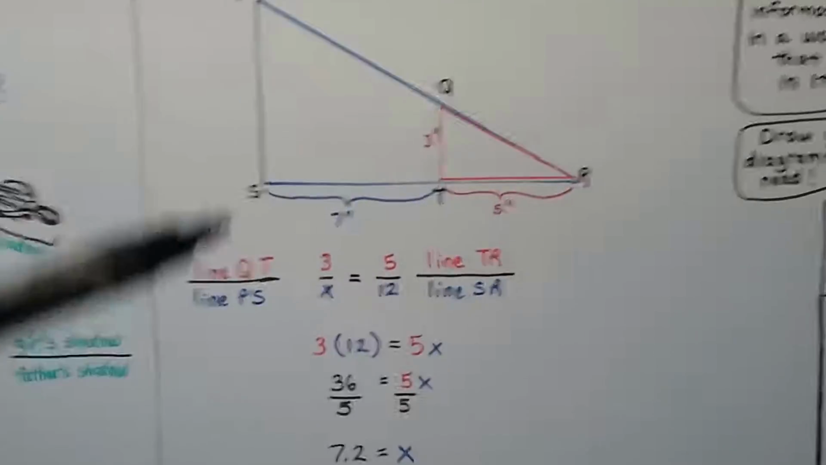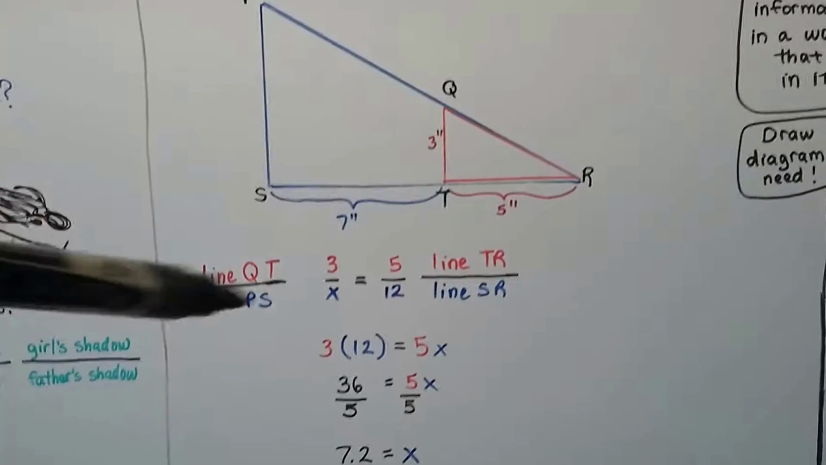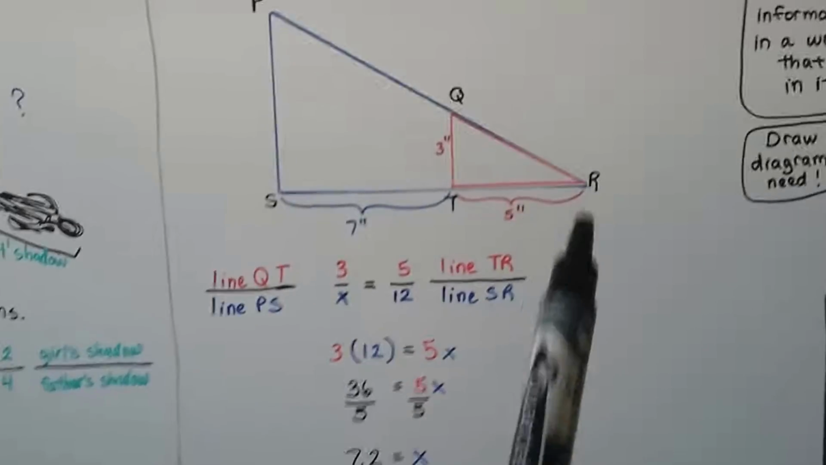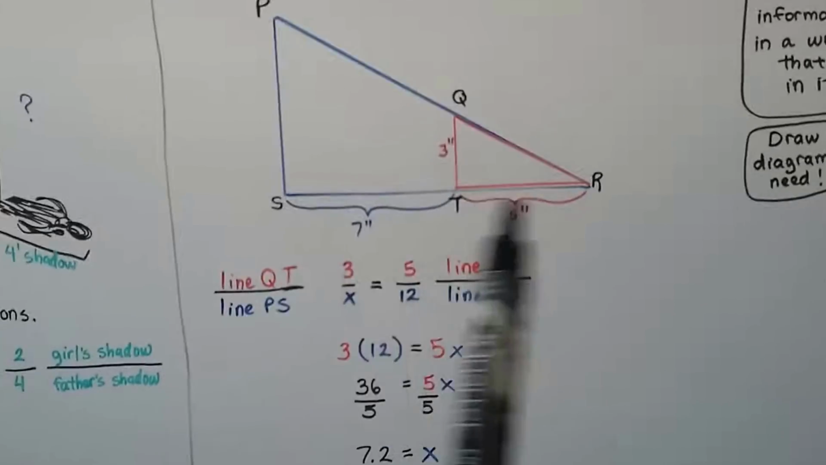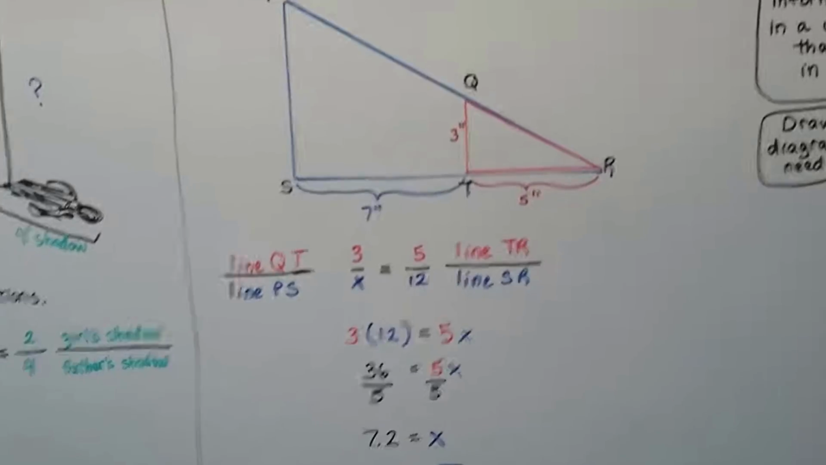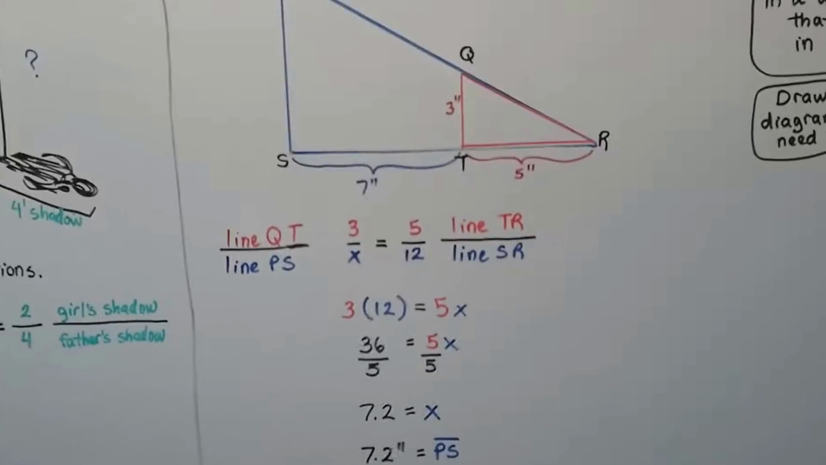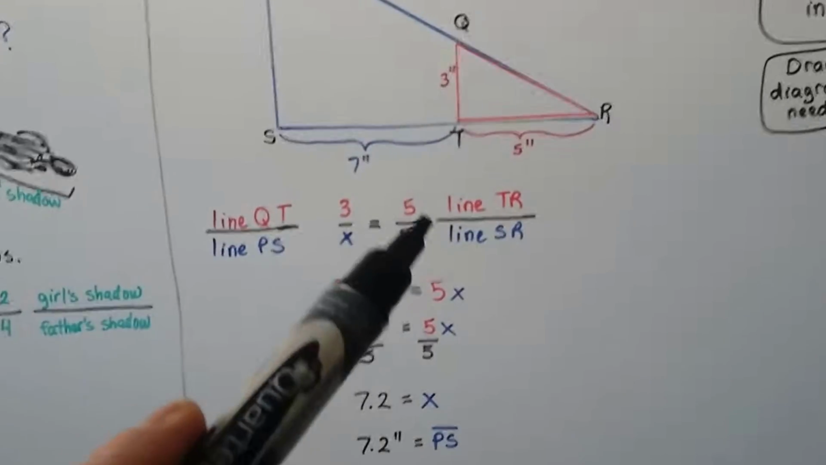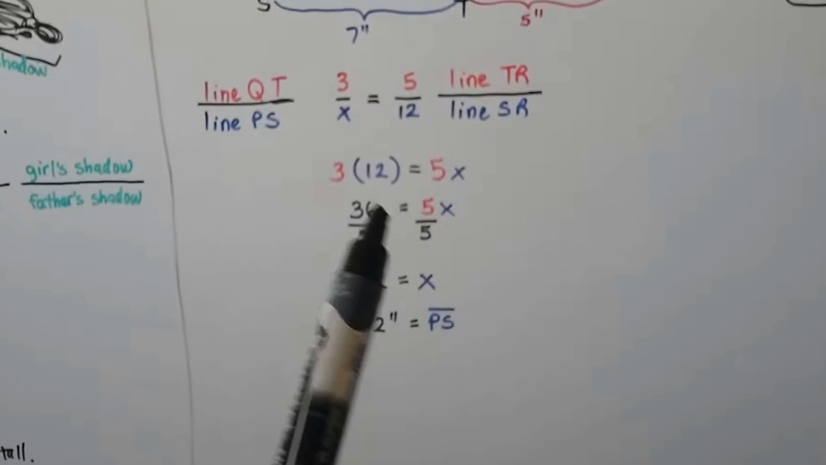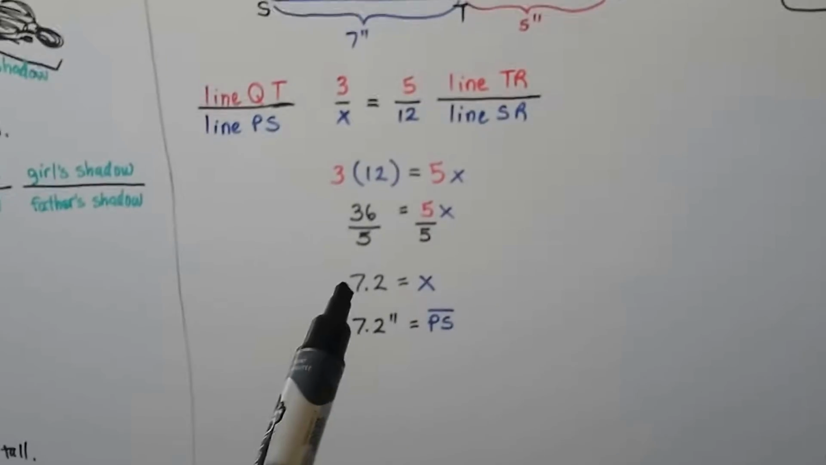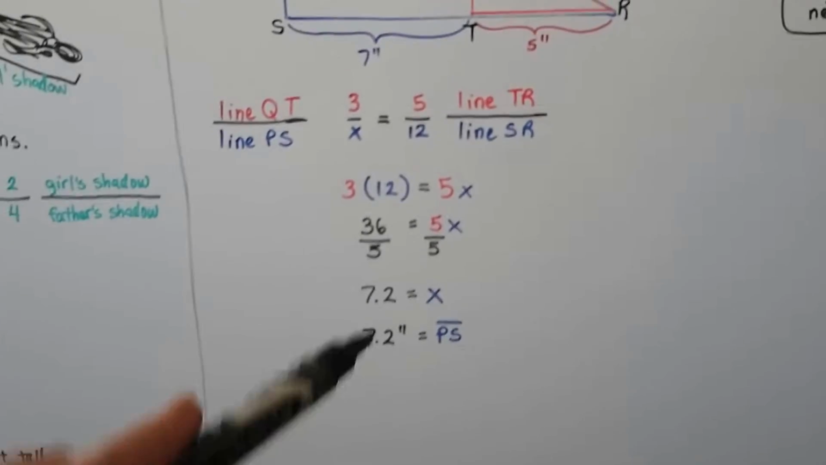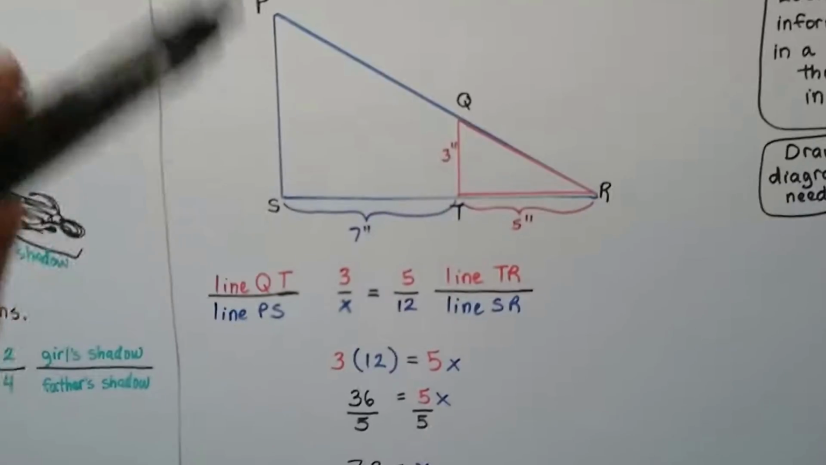We can write a proportion. Line QT is 3. We don't know what PS is, so that's going to be our X. We know this base is 5 inches, and this base is 7 plus 5. We need the whole thing because this is the whole triangle, isn't it? So that's over 12 for line SR. We do our proportion. 3 times 12 needs to equal 5x. 3 times 12 is 36. We divide both sides of the equal sign by this 5 coefficient, and if you do it real quick on your calculator, you'll get 7.2 will be x. So we know that this side is 7.2 inches.